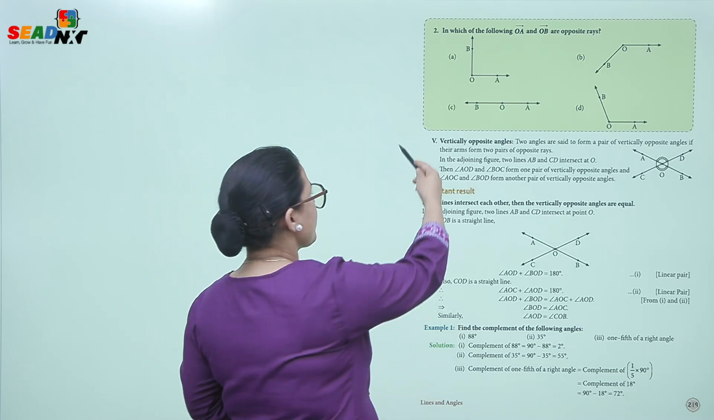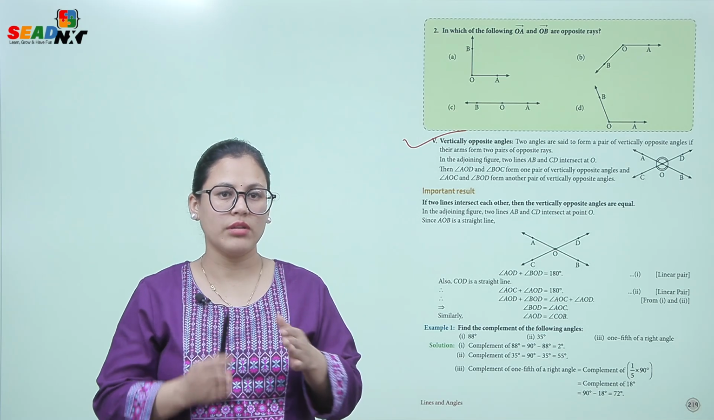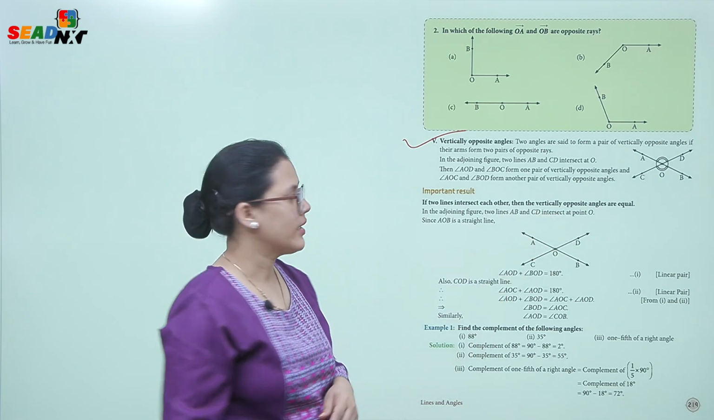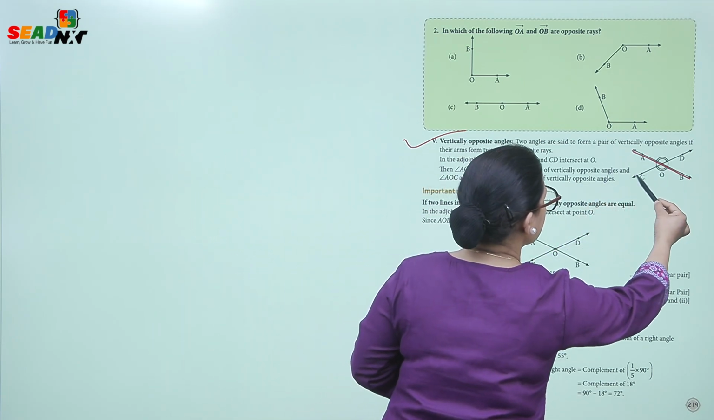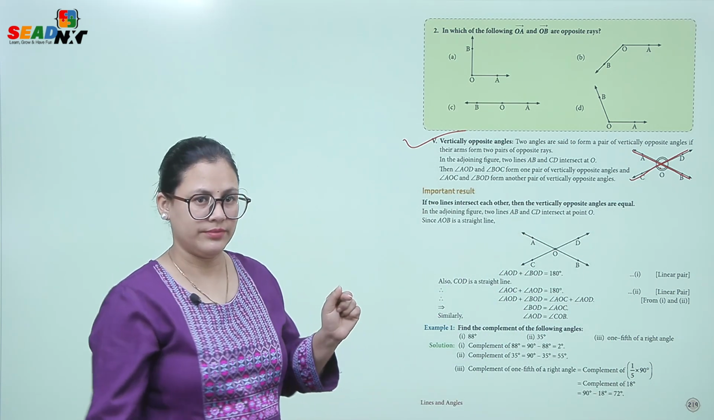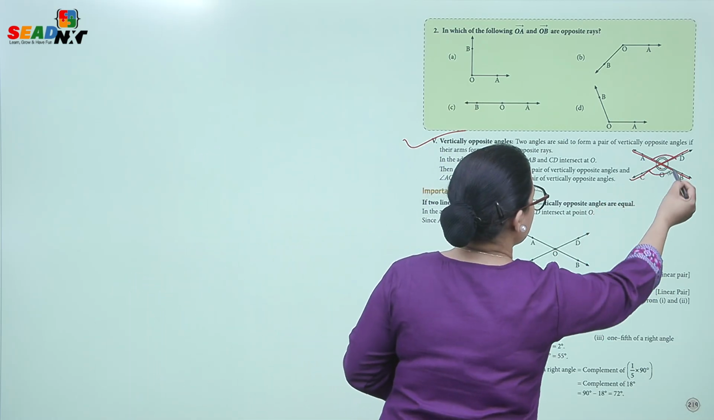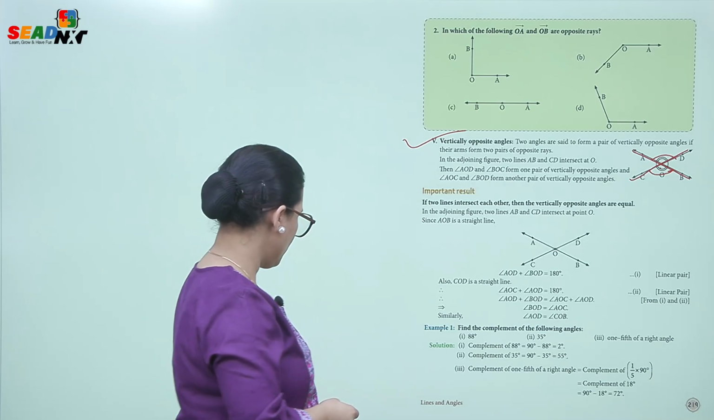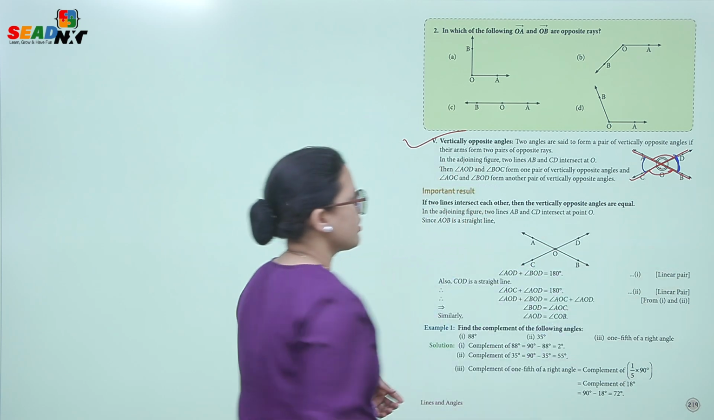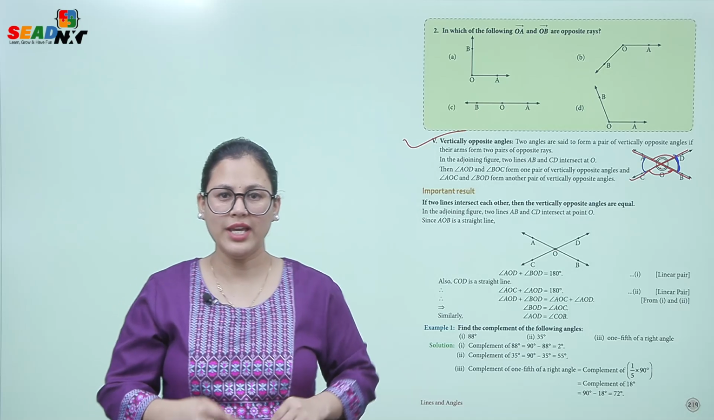Next is vertically opposite angles. Two angles are said to form a pair of vertically opposite angles if their arms form 2 pairs of opposite rays. In the adjoining figure, here you can see 2 lines, AB and CD, they intersect at O. Then angle AOD and BOC, this angle and this angle, are vertically opposite angles. Also, this angle and this angle are the other pair of vertically opposite angles. Meaning the angles that are opposite each other. In short.